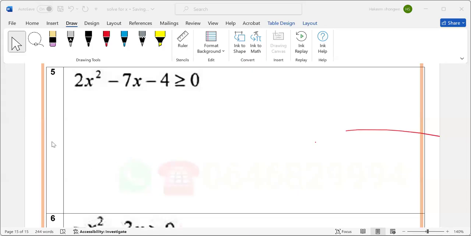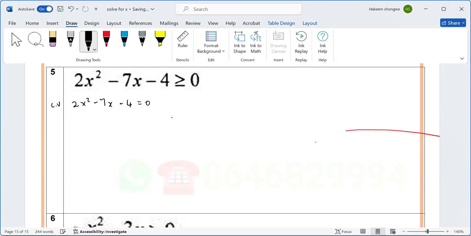So I'm going to say equal, CV, critical values. I have 2x squared minus 7x minus 4 is going to be equal to 0. Okay, I'm done with that. What should I do next?